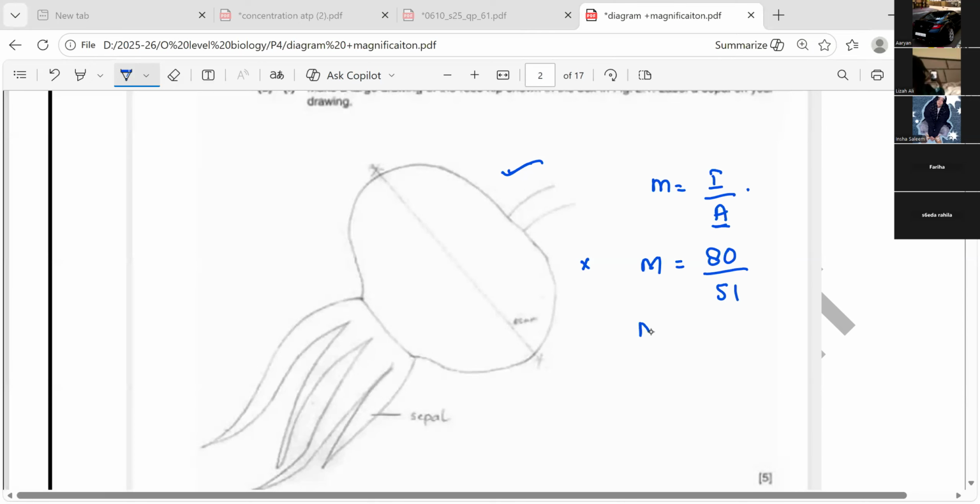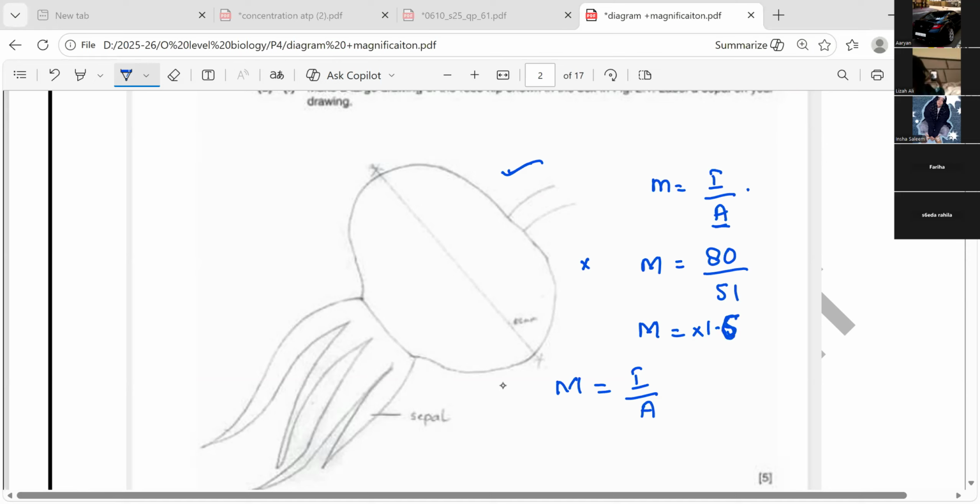Okay. So magnification is equal to 80 divided by 51. 80 divided by 51 is 1.5. So it is in 2 significant figures, so we don't need to worry about it. Is this clear? So magnification is equal to x 1.5. So there are three different cases. Actually it's 1.6 if we round it. Okay, so it's 1.6.